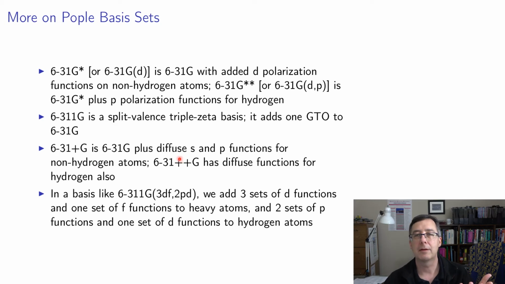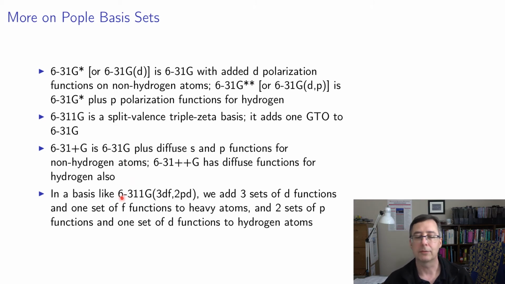Like carbon would get an extra diffuse s function and a set of diffuse p functions. What if you wanted to add diffuse functions to hydrogen as well to get a little more accurate? Well, that's called 631++G. So the second plus means I add diffuse functions on hydrogen, just like the second star means I add extra polarization functions on hydrogen.